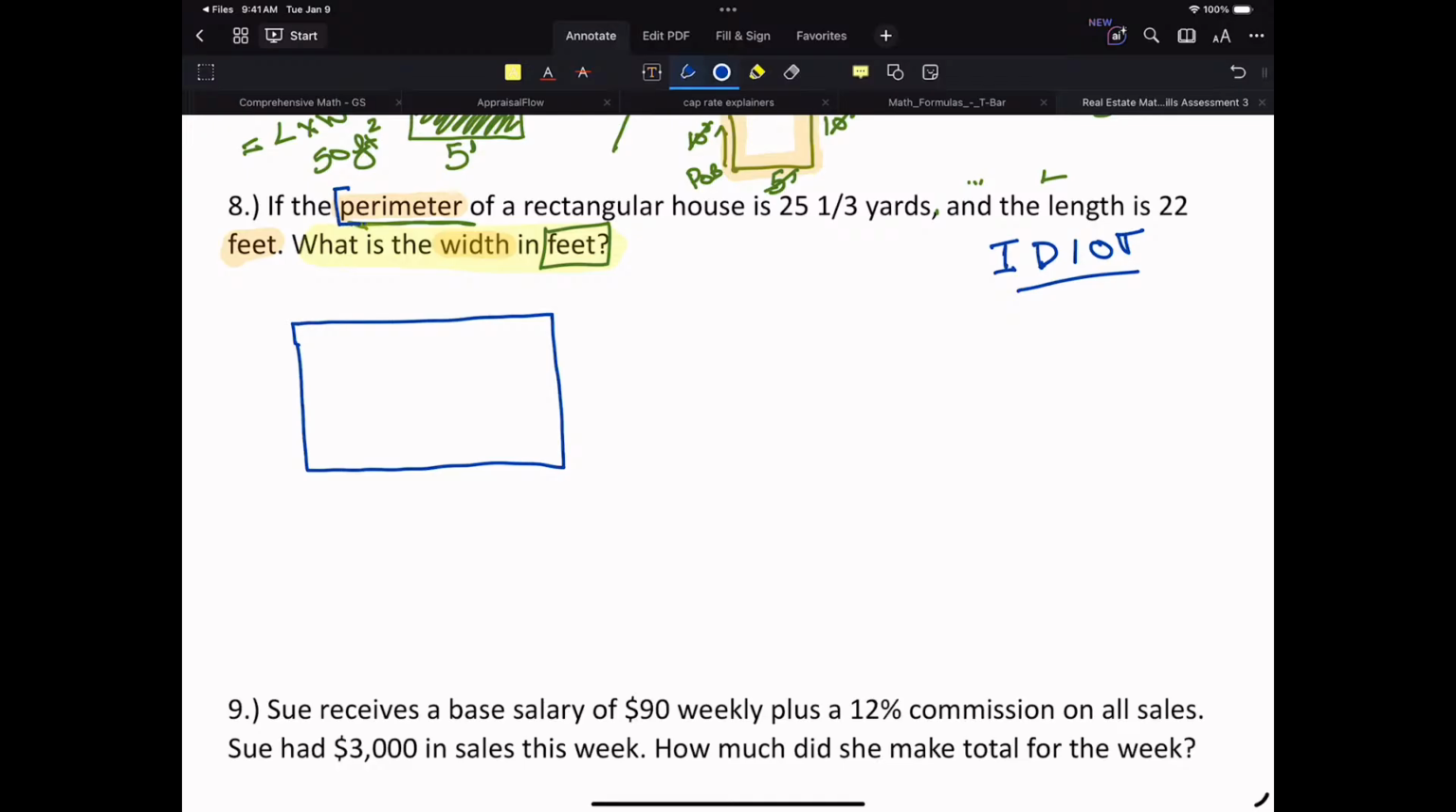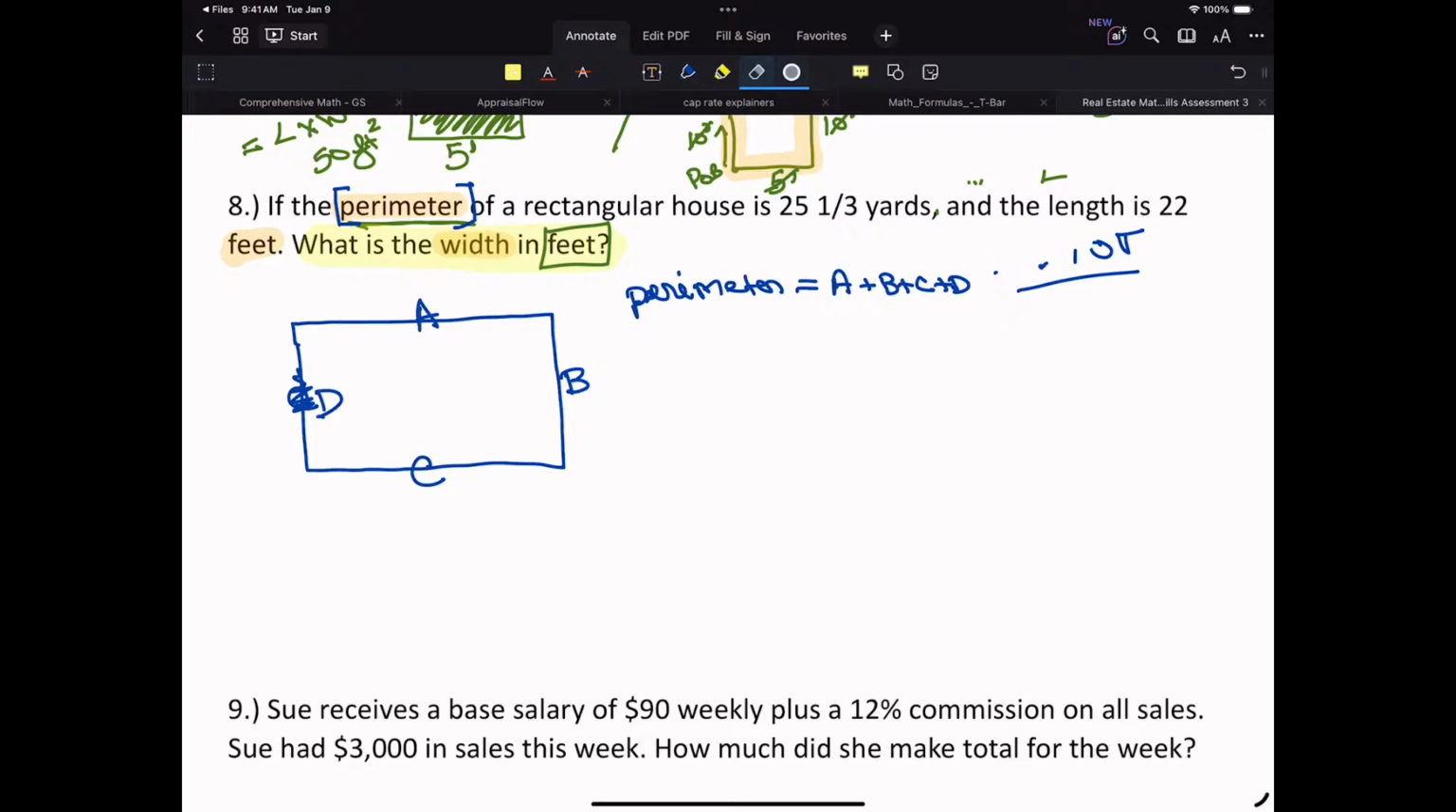This thing says it's got a perimeter. Remember the perimeter. Let's say this is piece A, this is piece B, this is piece C, and this is piece D. Perimeter is equal to A plus B plus C plus D.